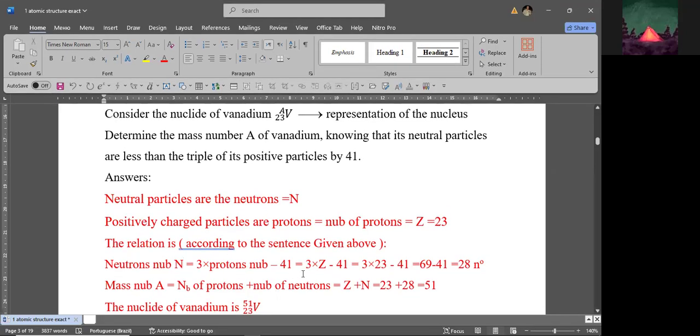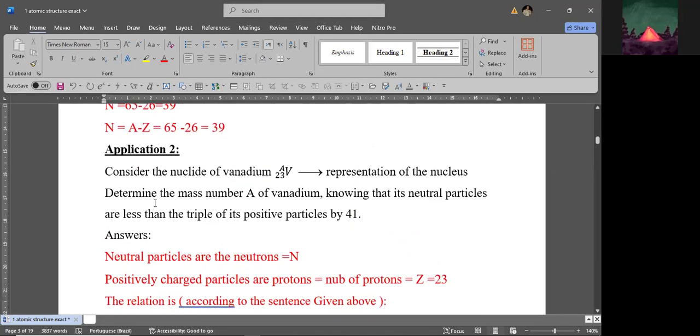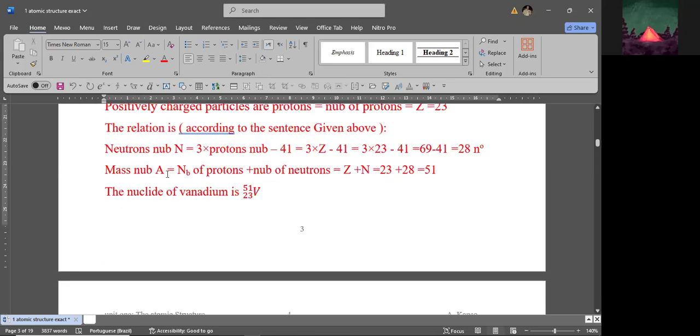Okay. Now we have to answer the question. The question is about the mass number A. So we write that the mass number A is the number of protons plus the number of neutrons, equals Z plus N, equals 23 plus 28 equals 51. So the nuclide of vanadium now is V, 23, 51.